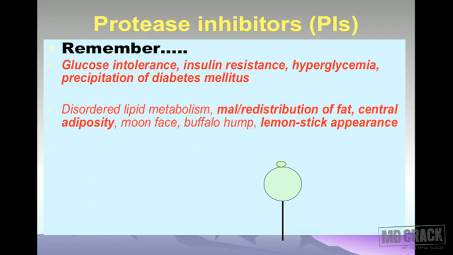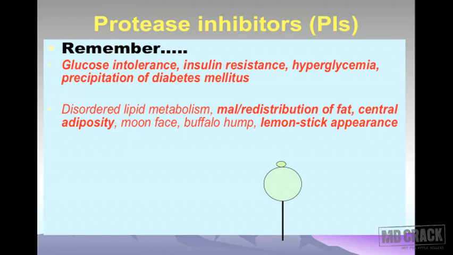Second, a common adverse effect to all protease inhibitors is disorder of the lipid metabolism. So number one, glucose, and second one, the lipids. And what happens as far as lipid metabolism is concerned? There is maldistribution or redistribution of the fat. And the fat gets deposited at abnormal sites inside the body, and this is why you get what is called central adiposity. The fat gets deposited in the center of the body, and you get those typical adverse effects or symptoms which you get on long-term corticosteroid therapy, or how the patient with Cushing's looks.